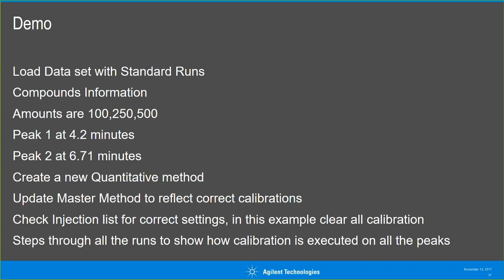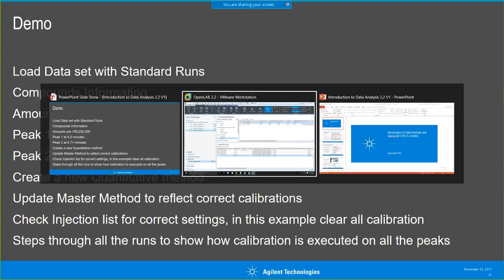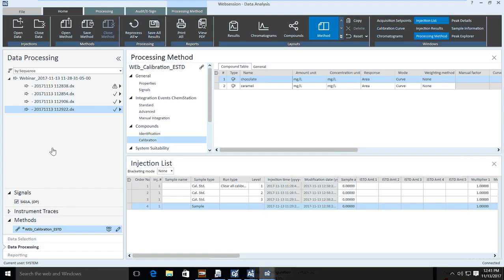Okay. This actually brings up one more point about the master method. I almost forgot. With calibration curves, this is when master methods come into play a little bit more. The idea is when you're working with your result set, and say, for example, I'm working with this web calibration ESTD method, this is technically my result set method.